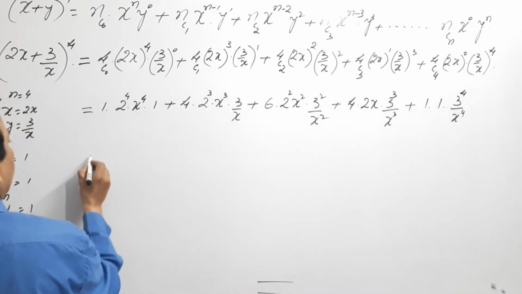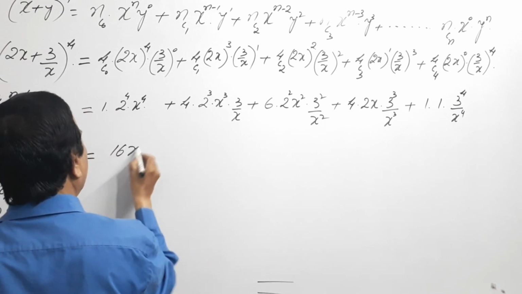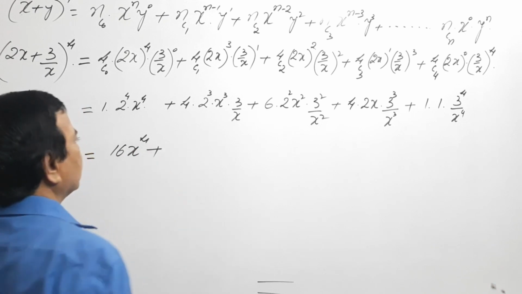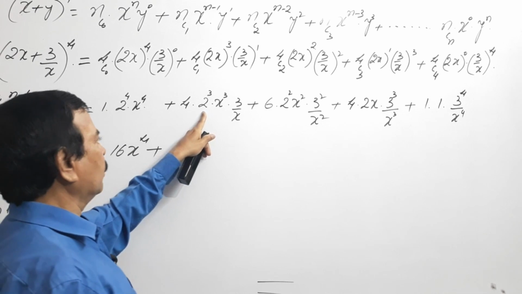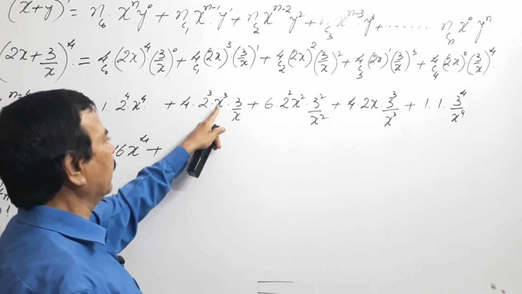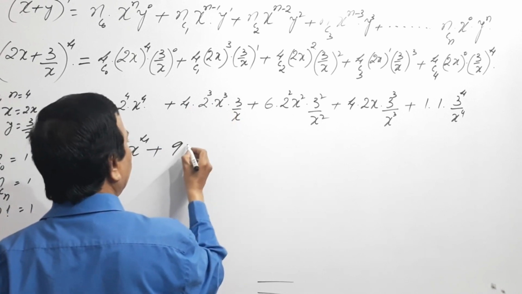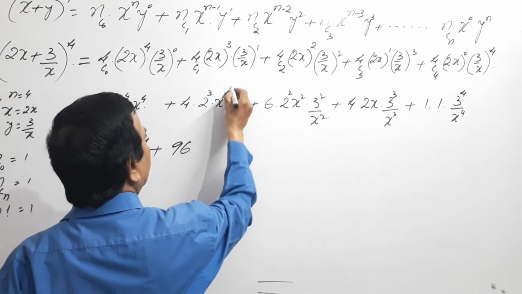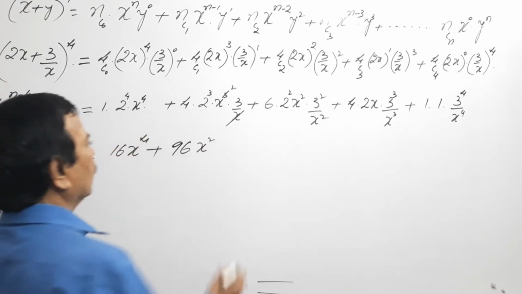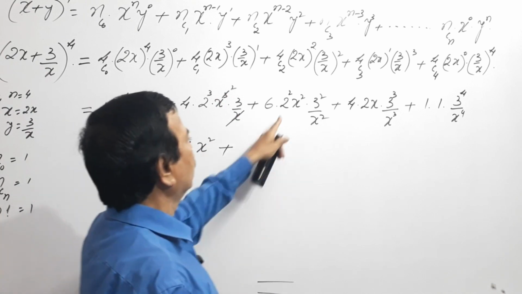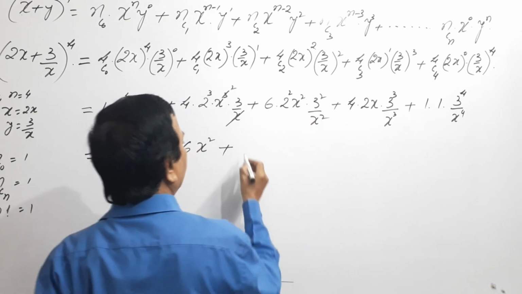So next step, it is 2 to the 4, 4 to the 8, 16. 16 x to the power of 4, plus 4. This is 2, 2 3s are 2, that's 2 to the 4, 4 to the 8, 8 into 4 is 32, 32 into 3 is 96. 96, and 1 x cancels here, so this becomes x square, plus 2 2s are 4, 4 into 6 is 24, 24 into 9 is 216.